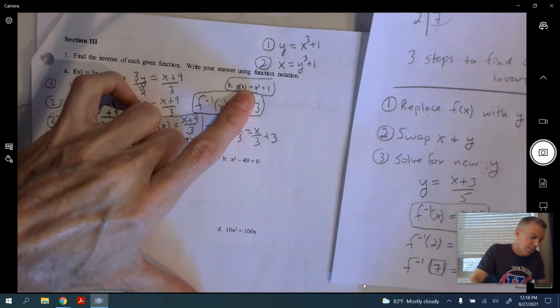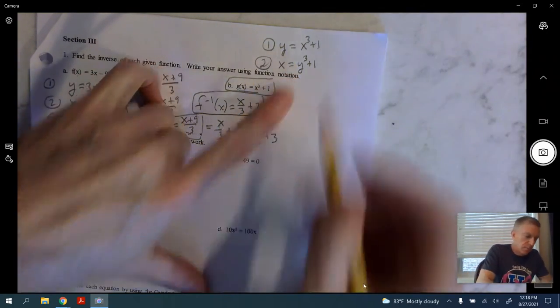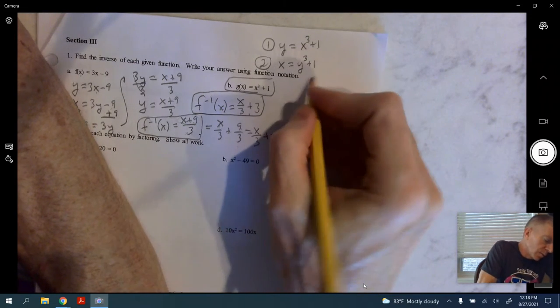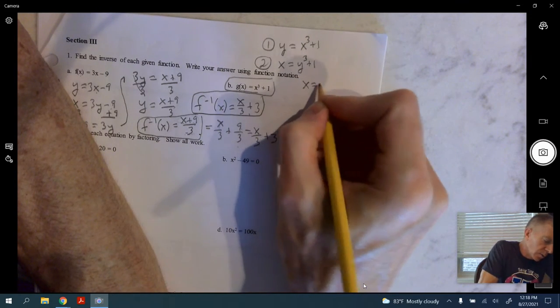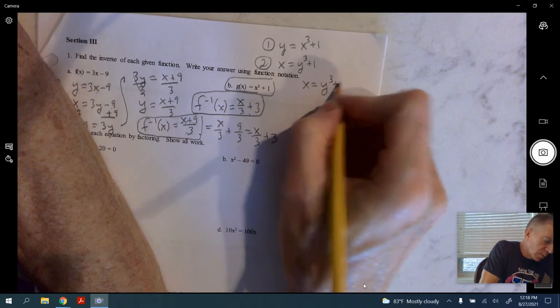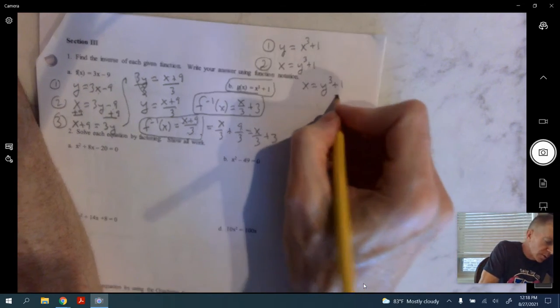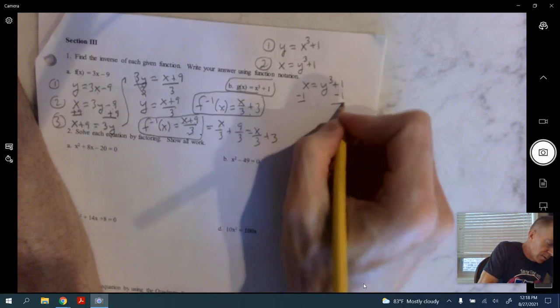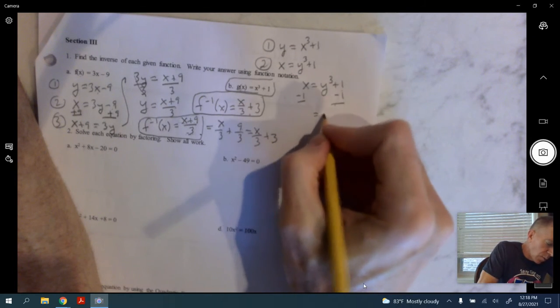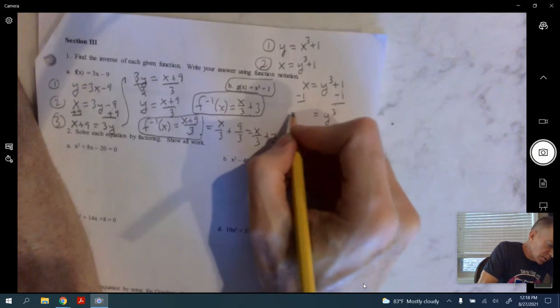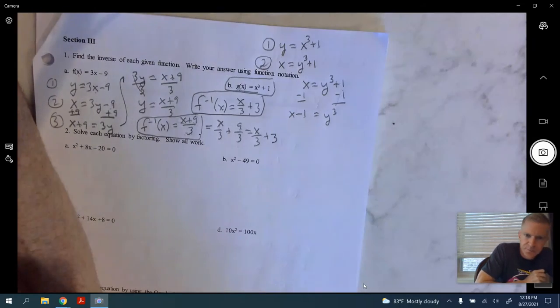Solve for the new y, step 3. We have to get this y by itself, okay? So let's just move this over here. x equals y cubed plus 1. The easiest thing to do is get rid of the 1 first. Subtract 1 from both sides. That goes away. You get y cubed equals x minus 1.